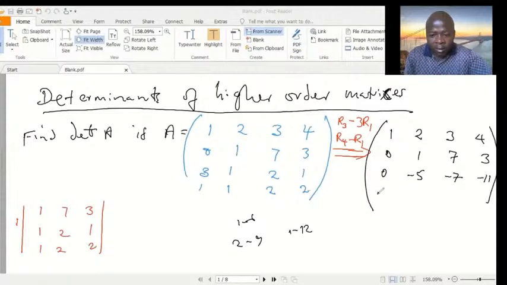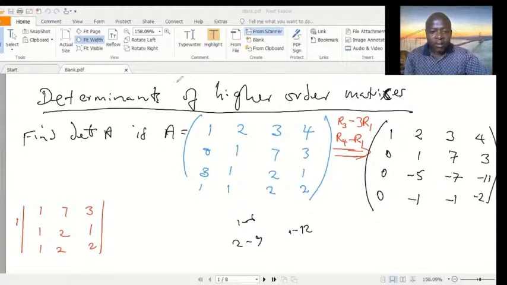Do it for the entire row in row 4. 1 minus 1 is 0. 1 minus 2 will be negative 1. 2 minus 3 will be negative 1. And 2 minus 4 will be negative 2. So I now have zeros. This will make my work easier. When you create zeros along a row or along a column and get the determinant along that row or column, your work becomes great.